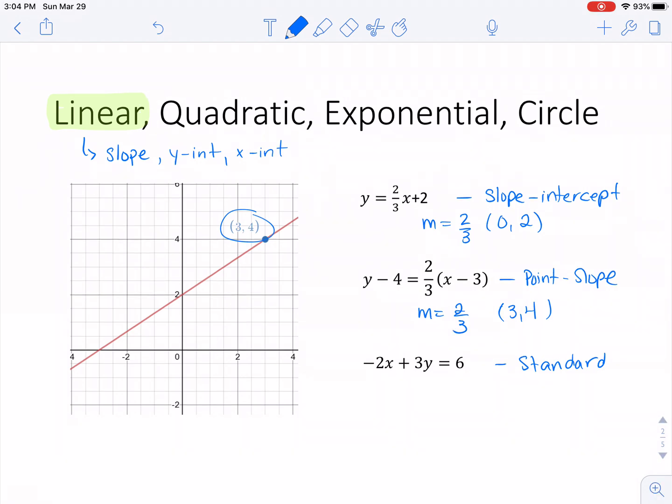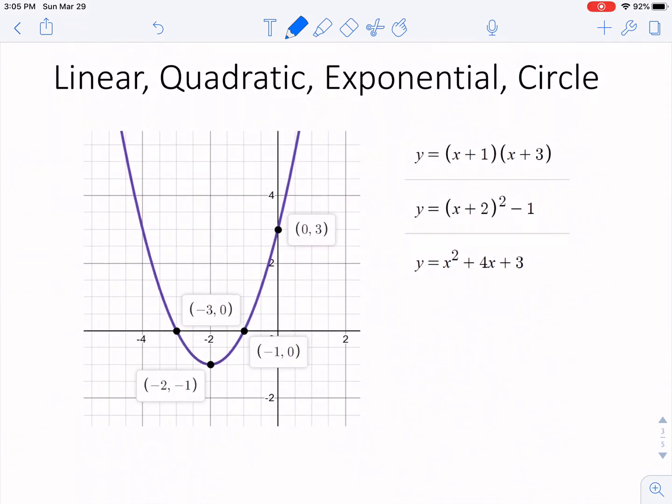Remember, you can use that cover-up method. Cover up your 3y: negative 2x equals 6. Then cover up your 2x, and you end up with 3y equals 6. In both instances, what you end up finding is that x equals -3 and y equals 2. And if we look at that, we can see the y-intercept and the x-intercept on the graph. So again, a refresher on linear.